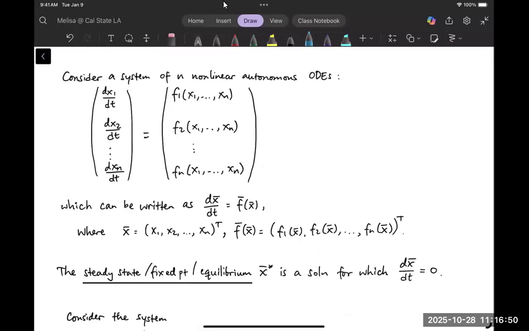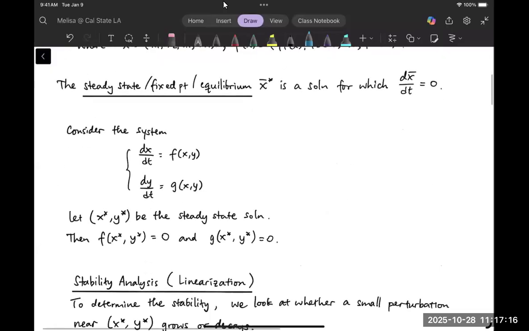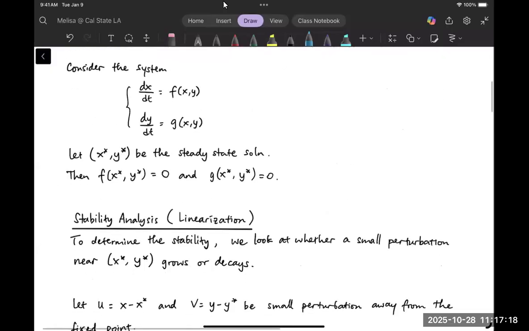Now, the steady state or fixed point or equilibrium is the same idea as in the linear case, basically when the derivative is equal to 0. Okay, so what you do to find the equilibrium here is you set each of these F1, F2, all the way to Fn equal to 0, and then solve for x1 through xn. All right, so here, let's just do the system of two ODEs.